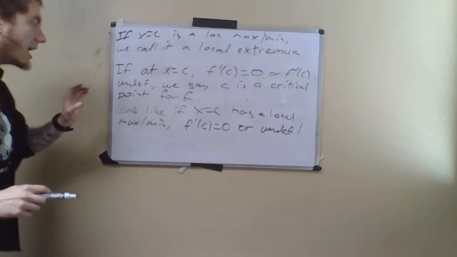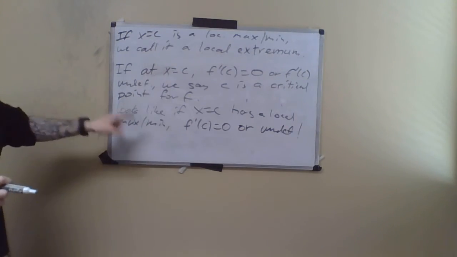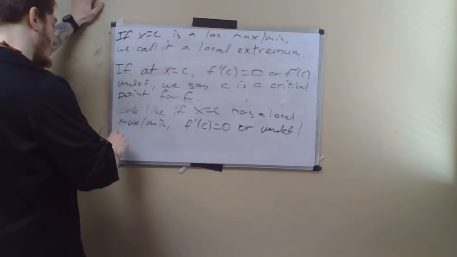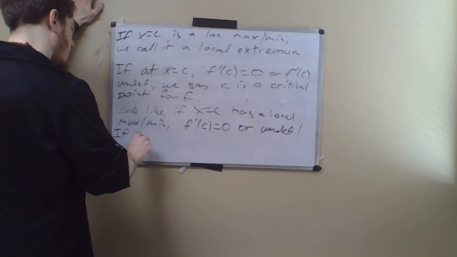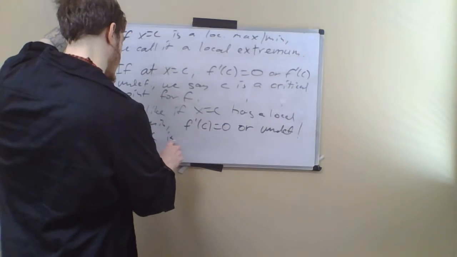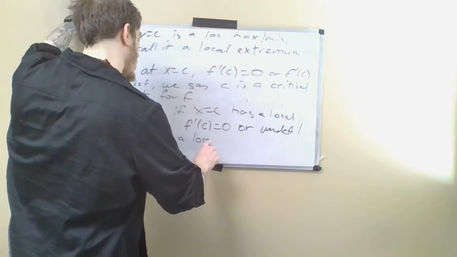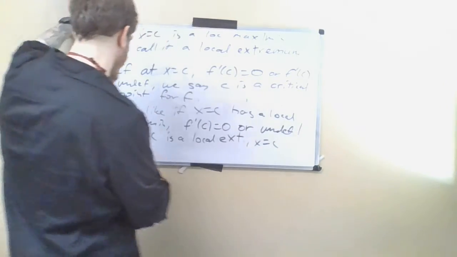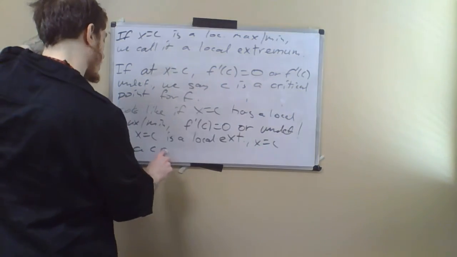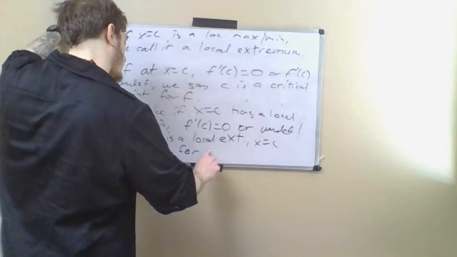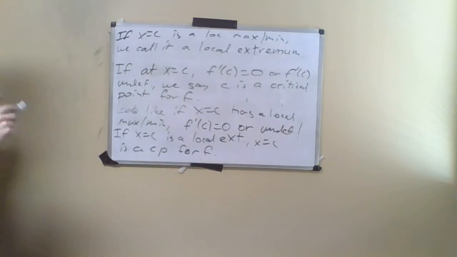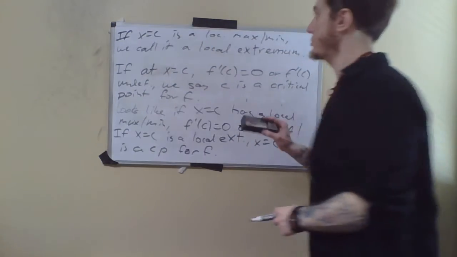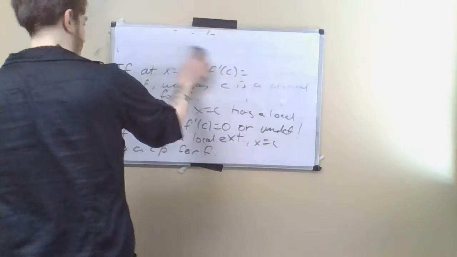Now, our observation that it looks like if we have a local maximum or minimum, the derivative is 0 or undefined, can now be summarized by saying if x equals c is a local extremum, x equals c is a critical point for our function. This is what we expect to be true. And it is, in fact, true. So let's see how we can prove it.